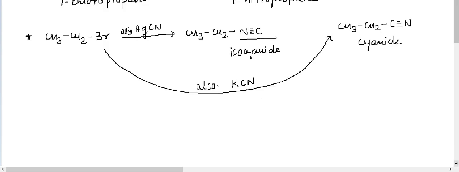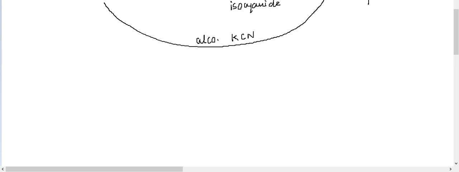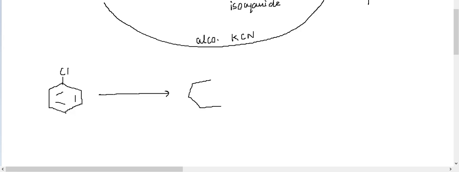Now the next problem is chlorobenzene to biphenyl. Okay, chlorobenzene. This is the structure of chlorobenzene, and we have to convert it into biphenyl. So now I am drawing the structure of biphenyl. This is biphenyl.